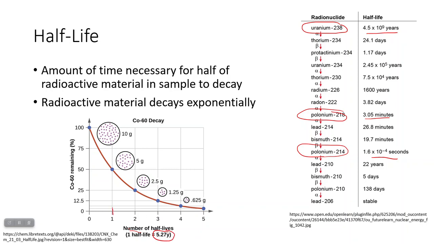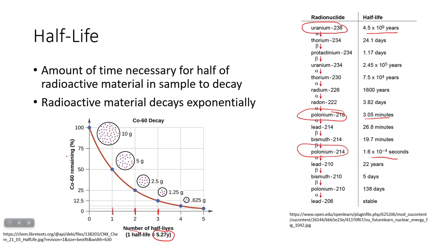So this one half-life represents 5.27 years passing. This two half-lives is 2 times 5.27, so that would be a little over 10 and a half. Then here you have 3 half-lives. That would be 3 times 5.27. And then you'll see what happens to the amount of cobalt during that time.